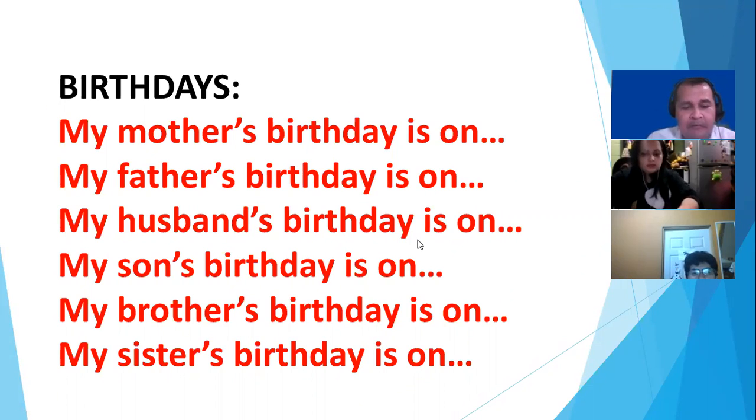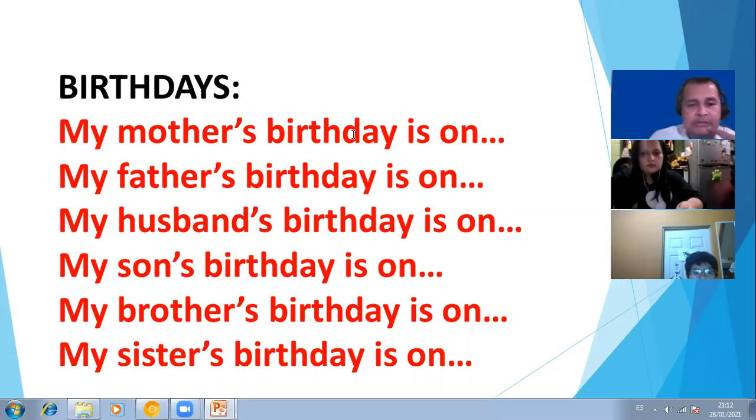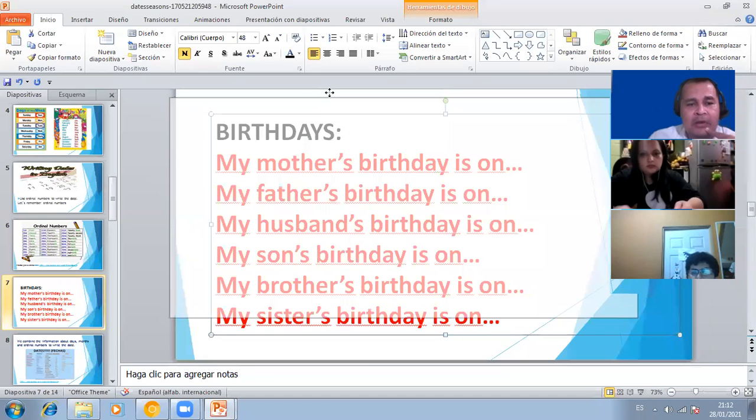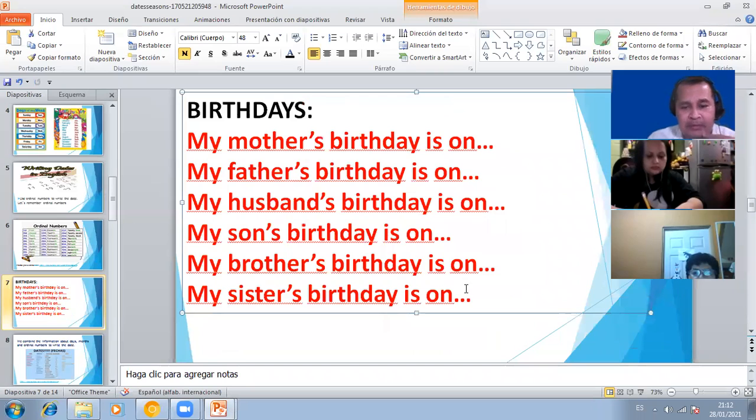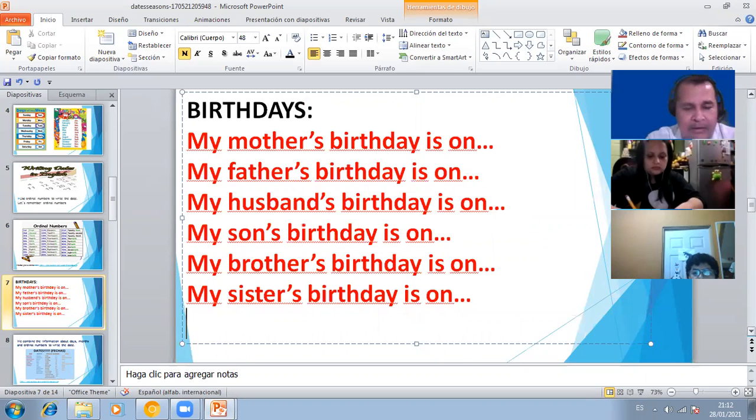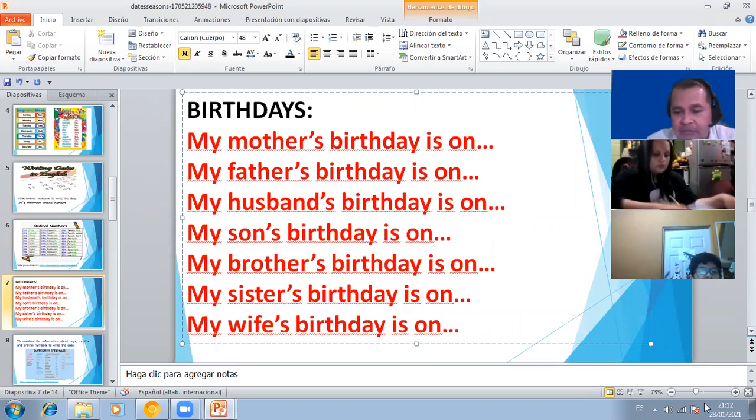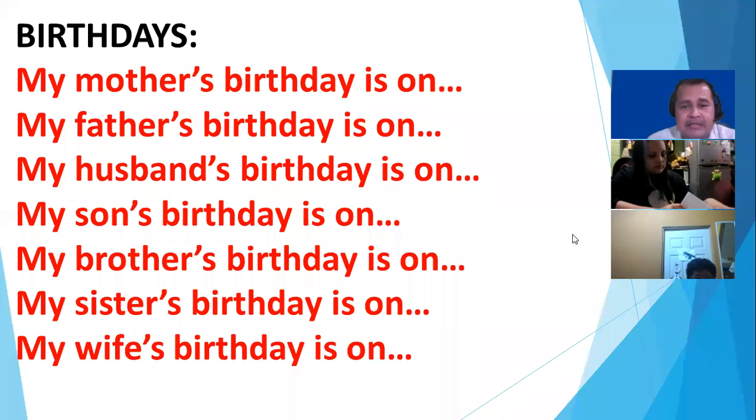Now, everybody remember four family members. Okay, el cumpleaños de cuatro miembros de su familia. Puedes escoger, por ejemplo, my brother's birthday, my sister's birthday, my wife's birthday, el cumpleaños de mi esposa. Okay, so you have different alternatives. Now, continue, please. Four family members' birthdays.